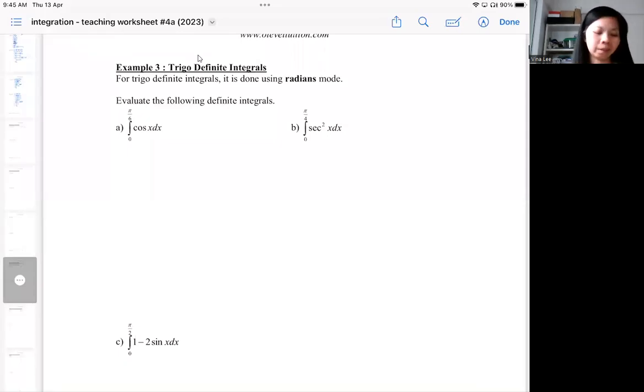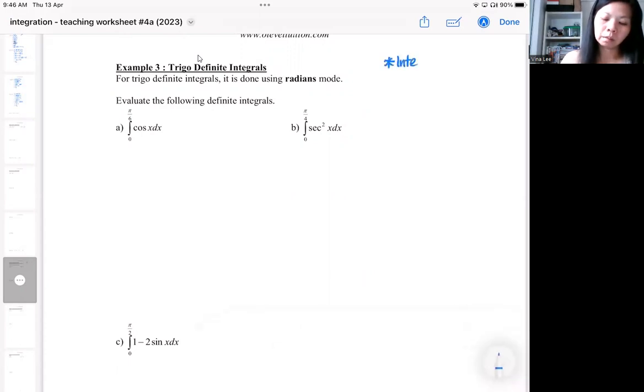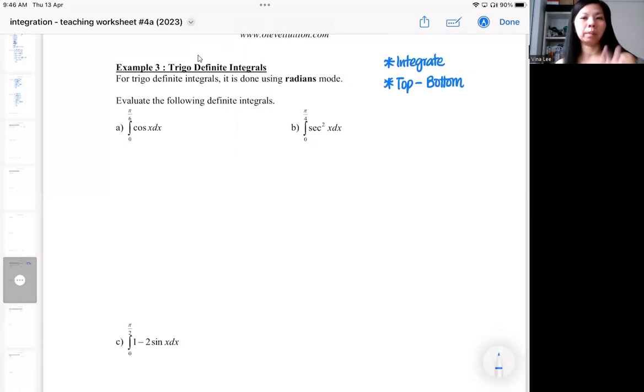In the next few examples, we are going to look at definite integrals with trigonometric, ln, and exponential integration. Essentially, the technique is still the same idea. You still need to integrate, and then you do a top minus bottom. Generally, for definite integrals, you integrate using whichever formula, then do a top minus bottom to get the values, and the values will represent the area under the graph.